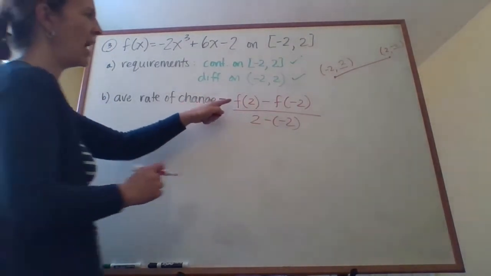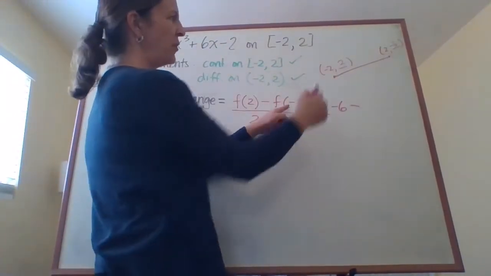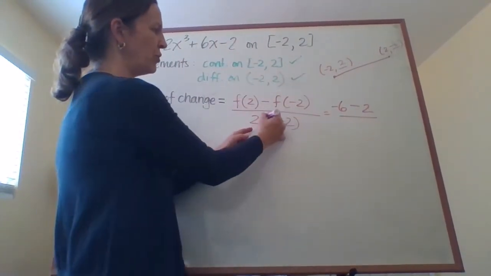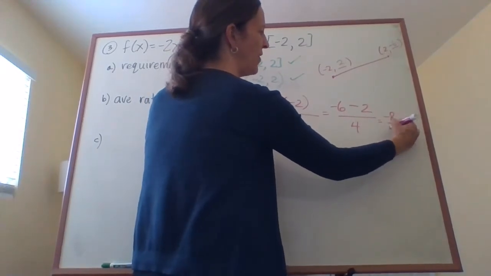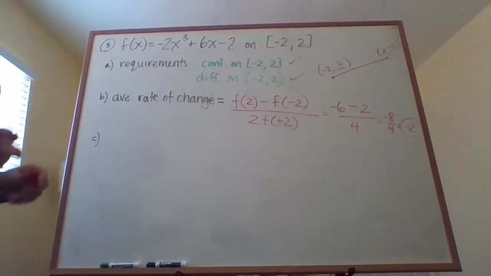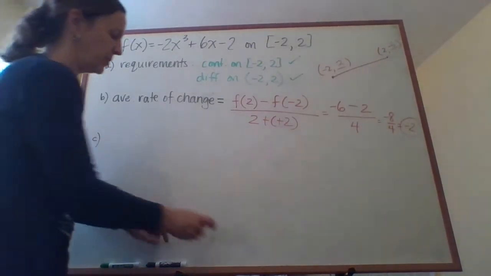y2 minus y1 over x2 minus x1. And when I do that, f of 2 was negative 6, minus f of negative 2 was 2, and then 2 minus negative 2, right? Minus a negative gets me 4 on the bottom. So I end up with negative 8 over 4, or a slope of negative 2. So for part B, the answer for the average rate of change was negative 2.